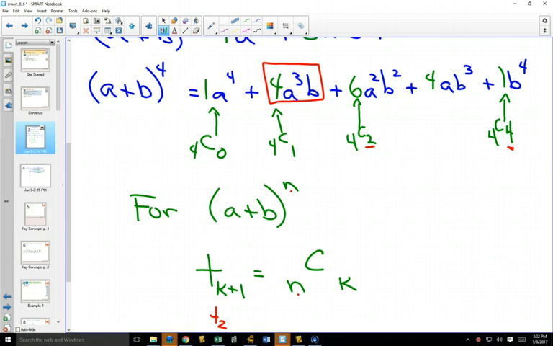This number here is 4 choose 3, and this is the fourth term, 1, 2, 3, 4. So whatever that choosing value is, it's always 1 less than the term number. So in our formula, we have t sub k plus 1 saying term number whatever, and this here is always 1 less. If I wanted to find term 7 in something, then this would be a 6.